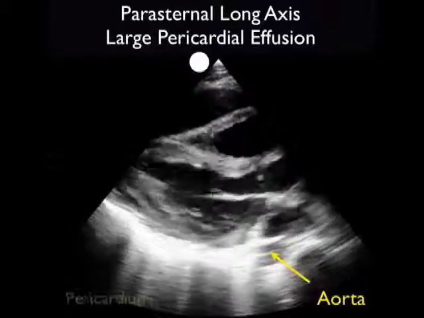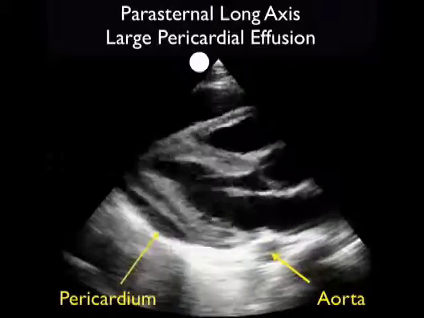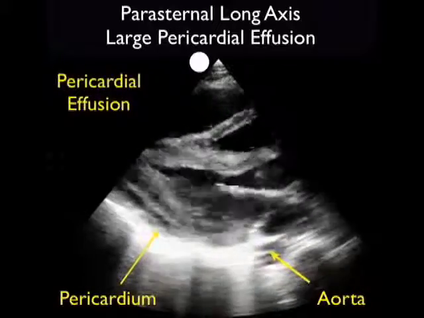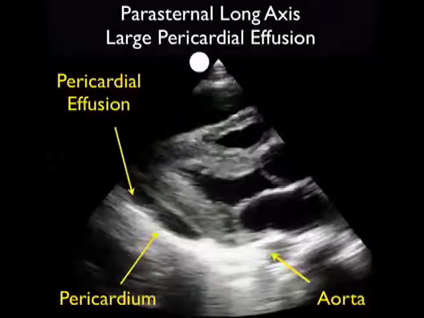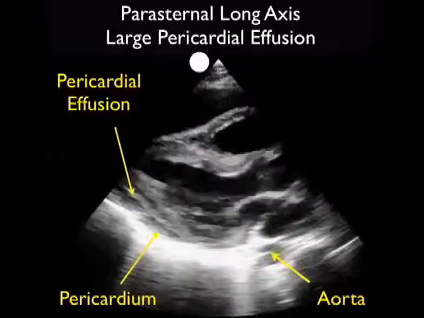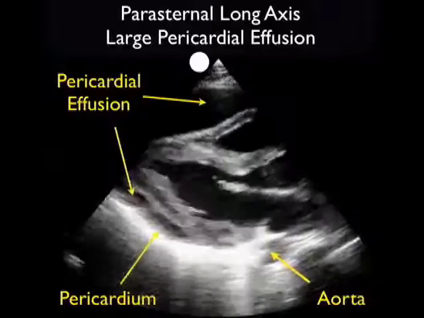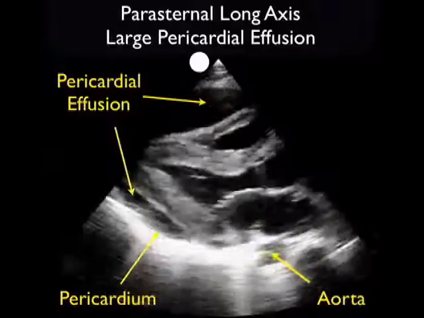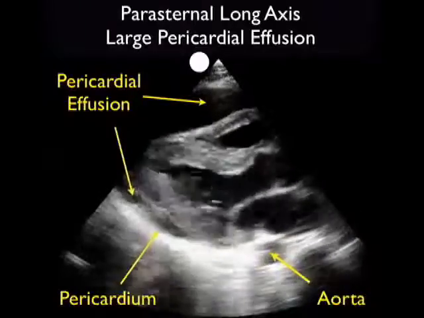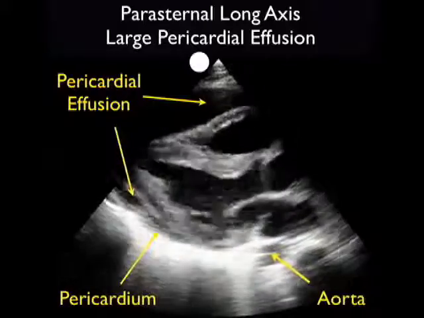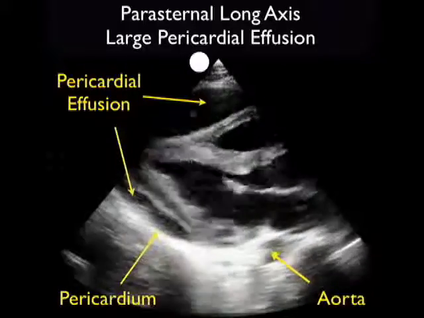We'll begin by identifying the descending aorta, as shown here at the bottom part of the picture. Note the posterior pericardial reflection, that white line coming off just anterior to the descending aorta. But what we see here is the presence of a dark fluid collection, a pericardial effusion that layers out posteriorly above the posterior pericardial reflection and comes anteriorly to surround the heart.